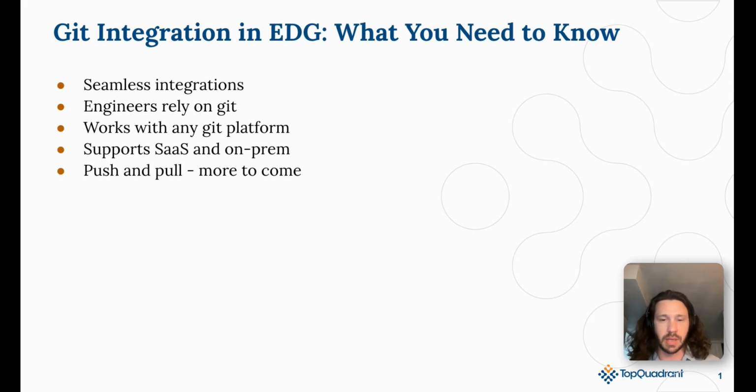A few things to keep in mind before we go into the demo. One is that this is a GitHub integration demo, but this should work on any Git platform. This is available for both SaaS and on-prem customers. And what we're showing today is a push and pull of data in and out of Git from Edge, but we want to expand this to additional capabilities in the future. And so with that, I'll turn it over to Laurie for the demo.